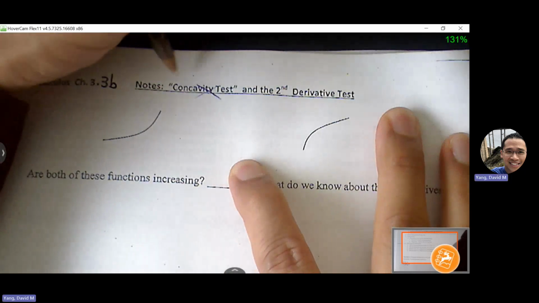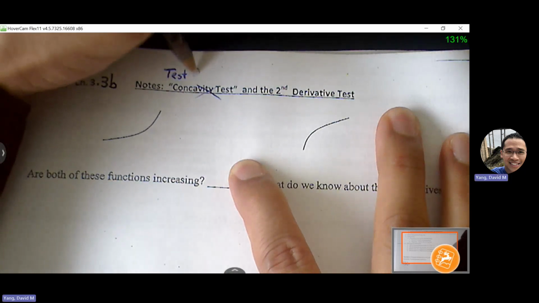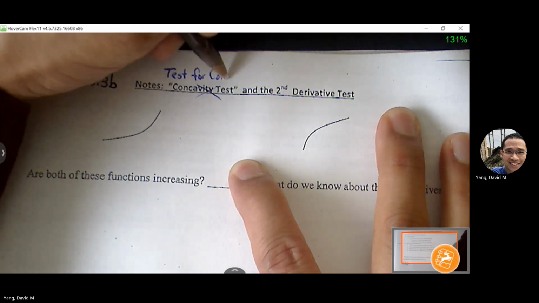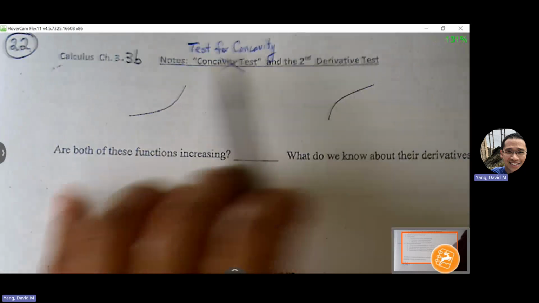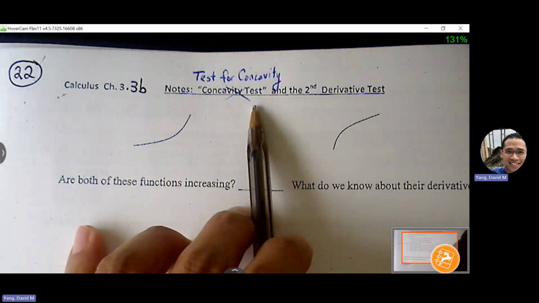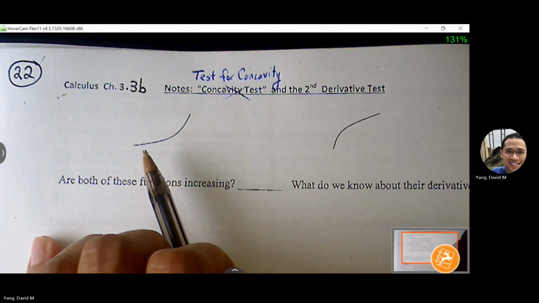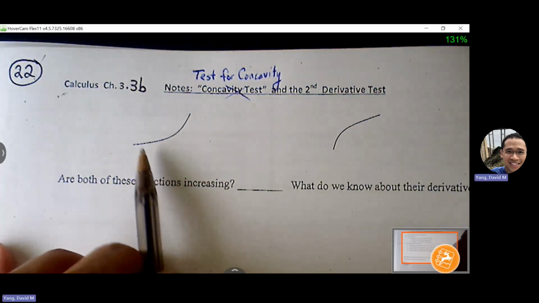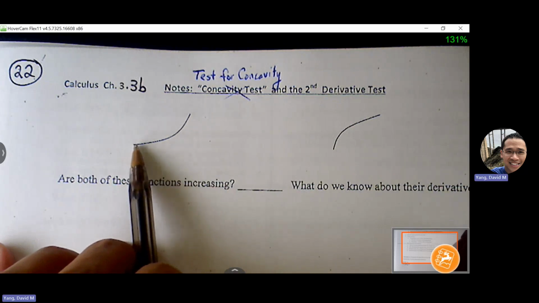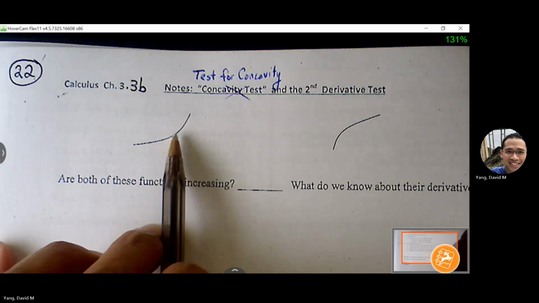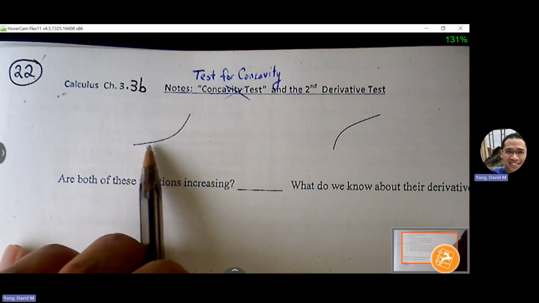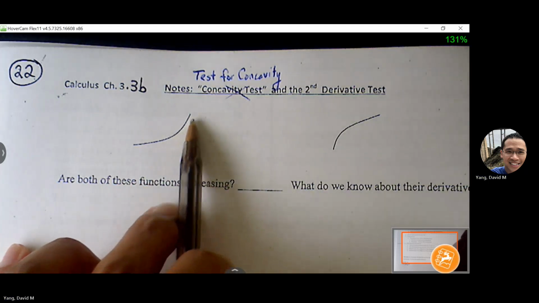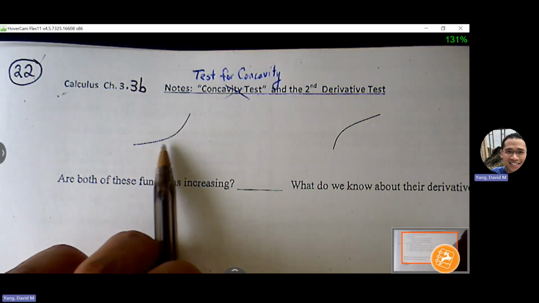Okay, concavity test. I think a better word for that is this test for concavity. And then there's also something called the second derivative test, which I'll go over later, but I'll focus on this for now, test for concavity. So what's similar about all the slopes on this curve? Always increase. Okay, yeah, but what's also similar is that they all have positive slopes, right? Positive slopes, but like you said, the slope is increasing, right?